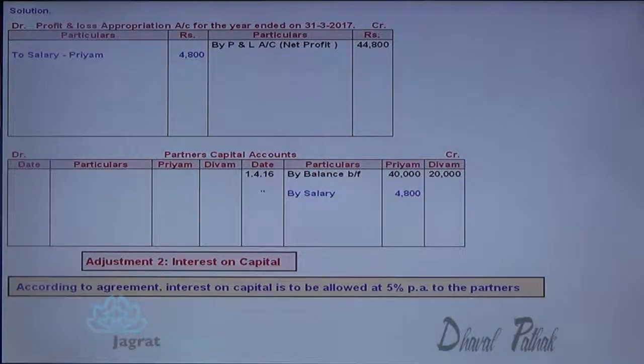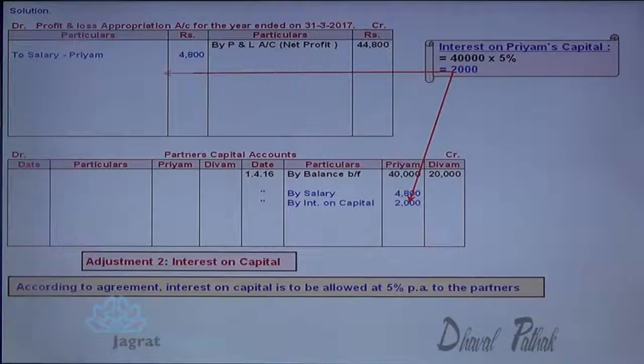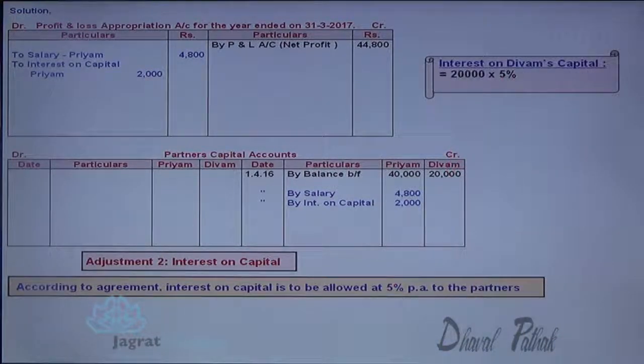So let me calculate interest on capital for Priam. 40,000 into 5%, 2,000. Interest on capital is a distribution of profits, so profit and loss appropriation account is to be debited and Priam's capital account is to be credited with 2,000. Calculate interest on capital for Divam. 20,000 into 5%, 1,000. Profit and loss appropriation account debit, Divam's capital account is to be credited for that.